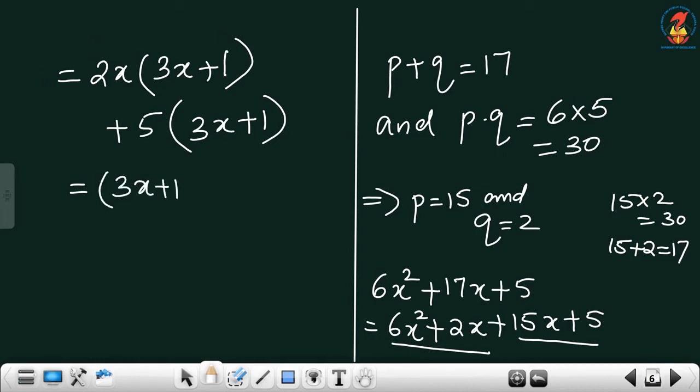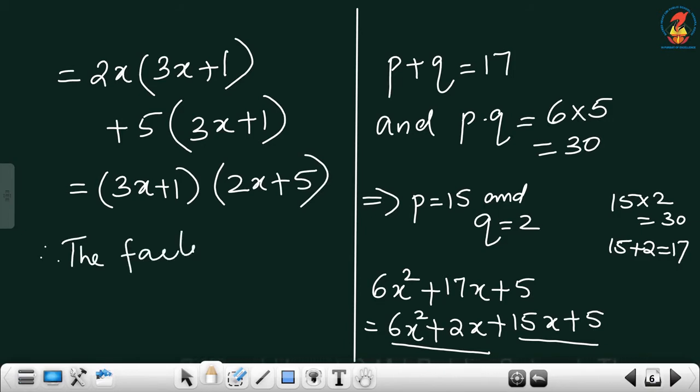So, 3x plus 1 into, when you take out 3x plus 1 from these two, 2x will remain the first and plus 5 will remain. So, these are the two factors. Therefore, the factors are 3x plus 1 and 2x plus 5.